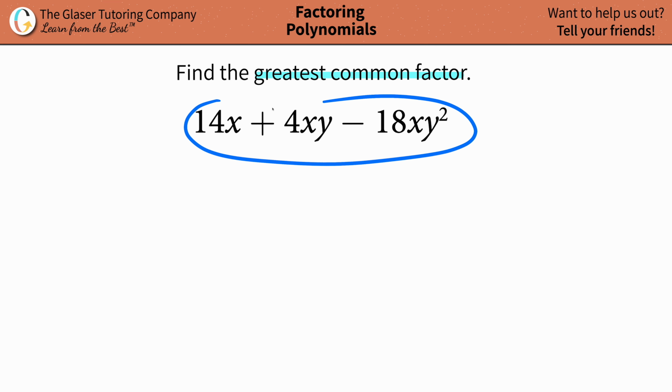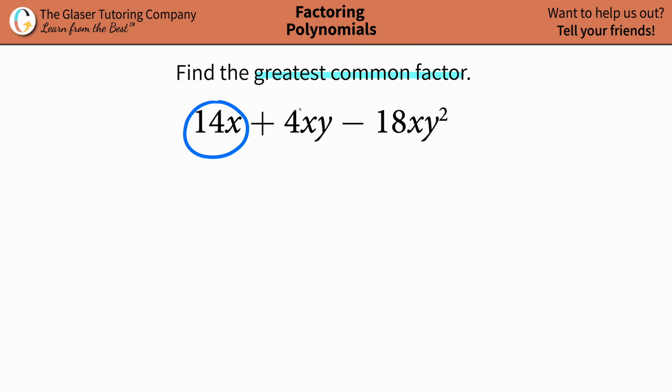And if I look at what I have here, 14x plus 4xy minus 18xy squared, we definitely have more than two terms here. We have 14x, which has a number and just an x value, so that's one term. This one, 4xy, since we added the y variable, that's a different term. There was no y in here. And then for the 18xy squared, you got now two y's. So we definitely have a polynomial here. Let's find the greatest common factor.